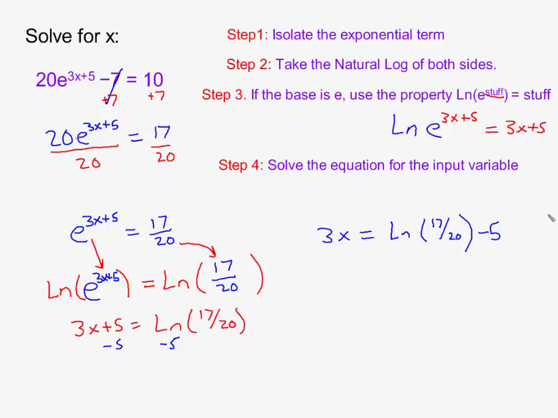I have one step left to solve for x. Since the 3 is being multiplied, I'd have to divide both sides of the equation by 3. When you do it to the right-hand side, make sure the division bar goes all the way across. 3 divided by 3 is 1, and 1 times x is simply just x.